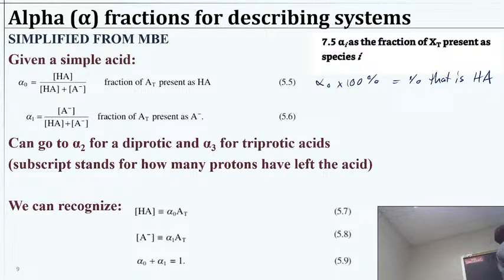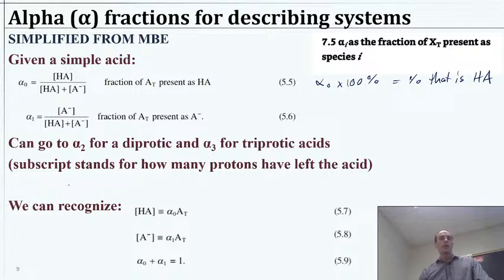Just reminding you that 100% of everything from the mass balance we just had will be in HA and A minus. So if we did alpha 0 plus alpha 1, that should be 1, which should correspond to 100% if we put it into percentage. Okay. Hopefully that part makes intuitive sense. Okay, so we can go up to alpha 2 or even alpha 3 if we have diprotic or triprotic.